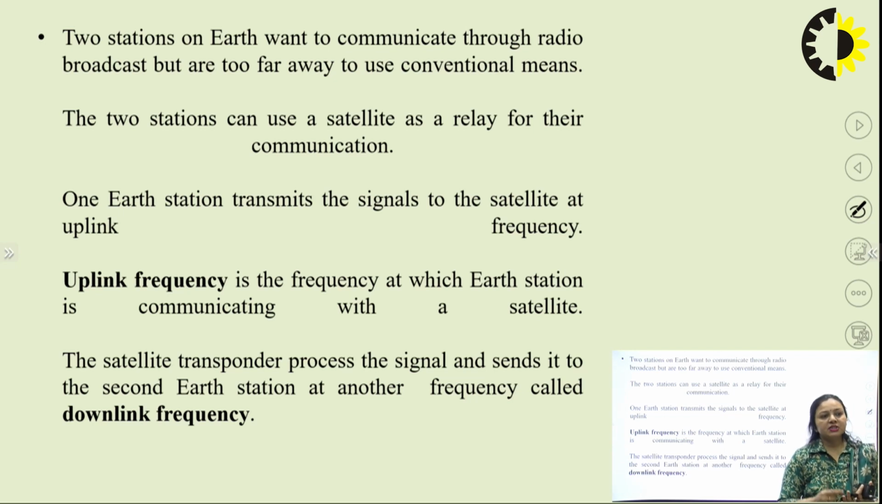So, one earth station transmits the signal to the satellite at some frequency. We call it the uplink frequency. So, the frequency at which the earth station is communicating with the satellite is called the uplink frequency. And second, the satellite transponder processes the signal with the help of the TT&C block, and it sends it to the second earth station at another frequency called the downlink frequency.